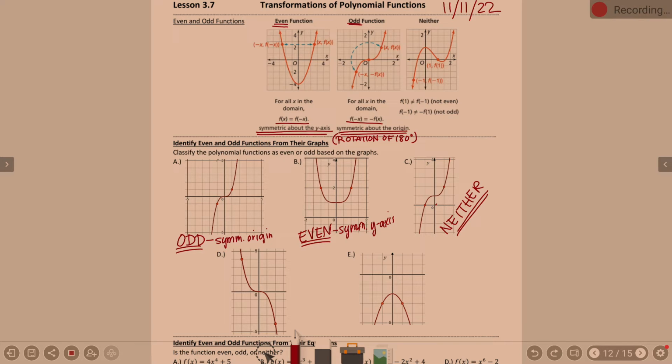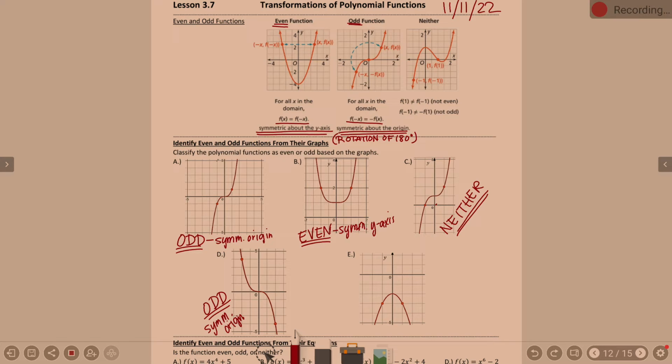Okay. Example D. What do you say? Odd. You can rotate it 180, you can rotate it upside down, it's going to look the same, yes? Okay. It's an example of odd. Symmetric about the origin. And what about E?